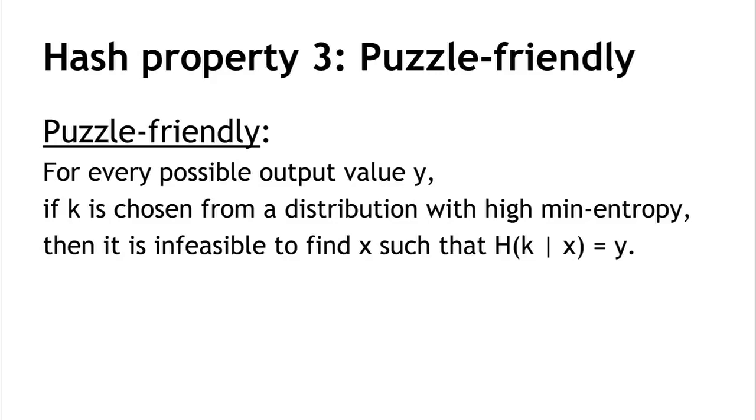So what this means is basically that if someone wants to target the hash function, if they want it to come out to some particular output value y, that if part of the input is chosen in a suitably randomized way, it's very difficult to find another value that hits exactly that target. So the application we're going to use of this is we're going to build a search puzzle.